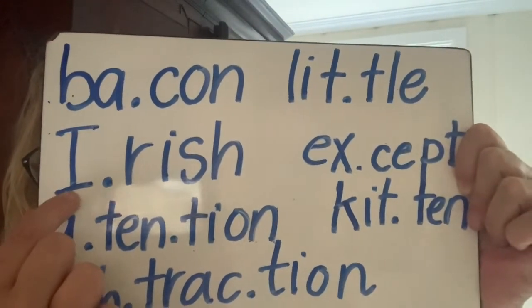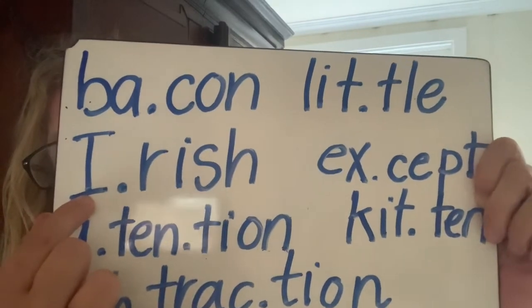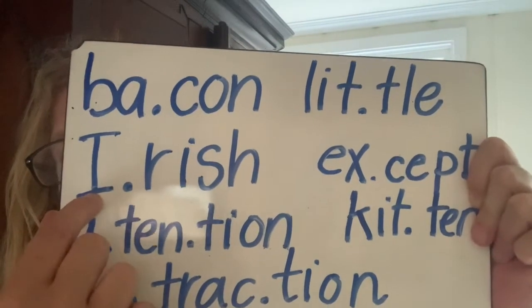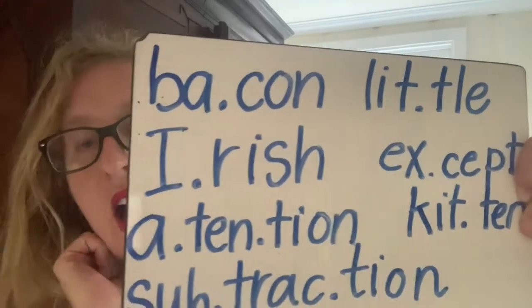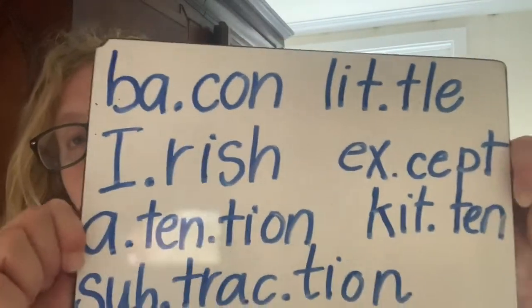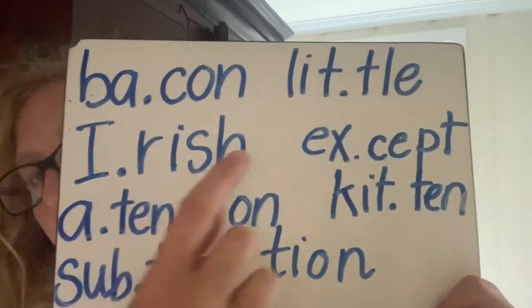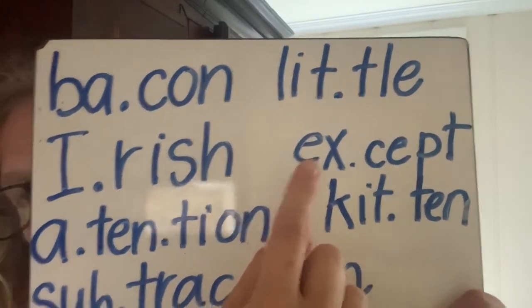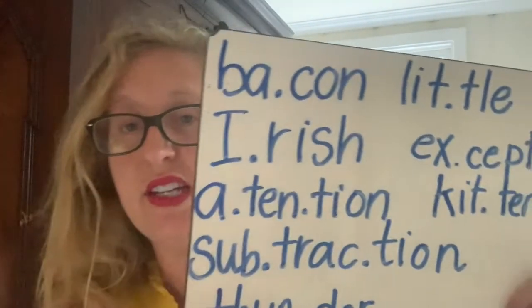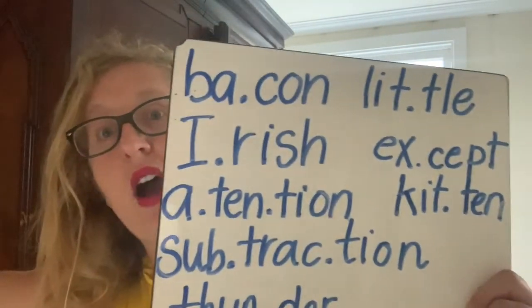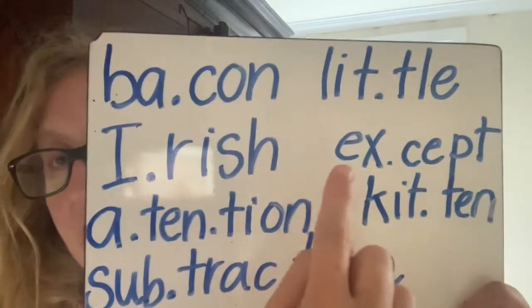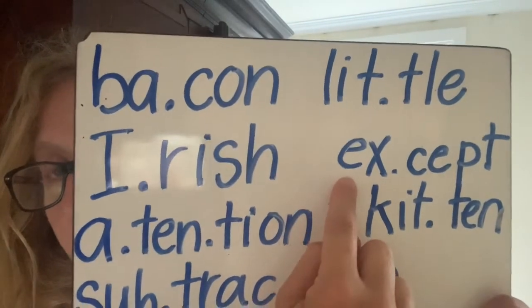Think, sound, read. Irish, Irish. The Irish come from Ireland, which is not far from England and Scotland. Here we go. You'd have to cross the Atlantic Ocean to get there. Fly to New York, and then from New York, fly to Ireland, all the way across the Atlantic. All right, here we go.